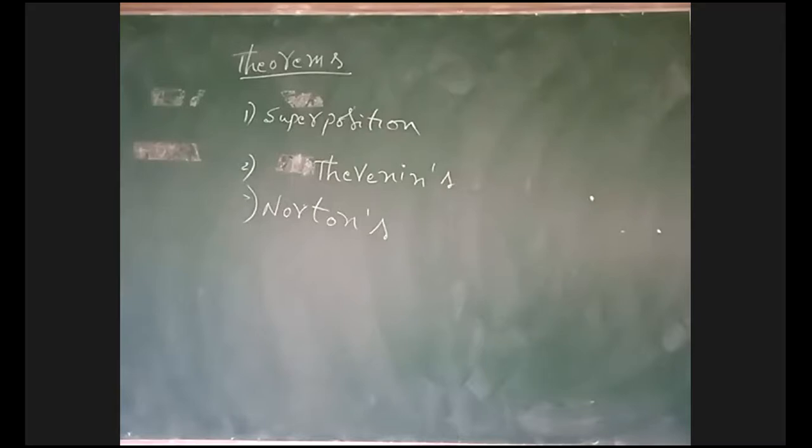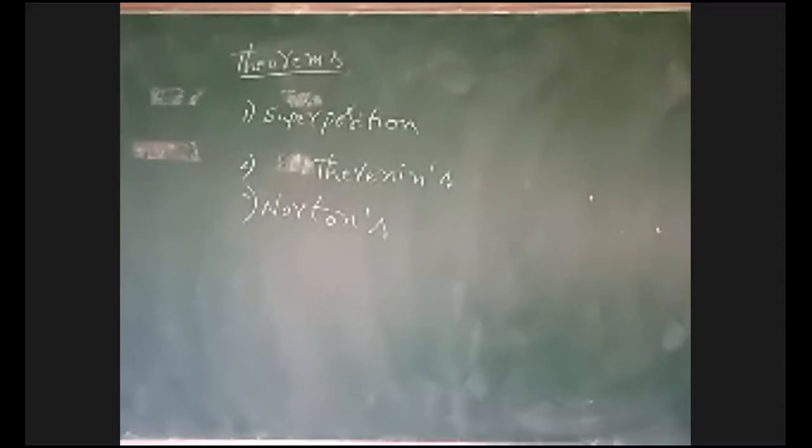So theorems are used to easily solve any type of complicated network. Why theorems are used means, even if you are having complicated networks, if you apply theorems, we can easily get the answer. For simple circuits, it may appear as some lengthy procedure, but for complicated circuits, it will be useful. Theorems are very useful for solving networks. So first you will see the superposition theorem.